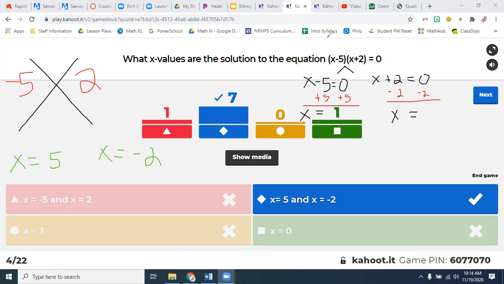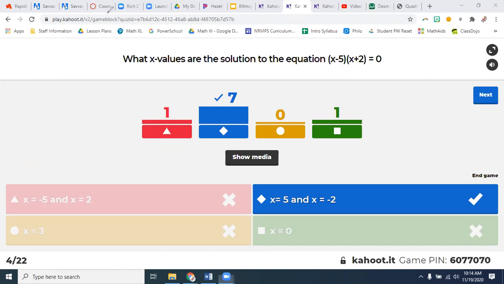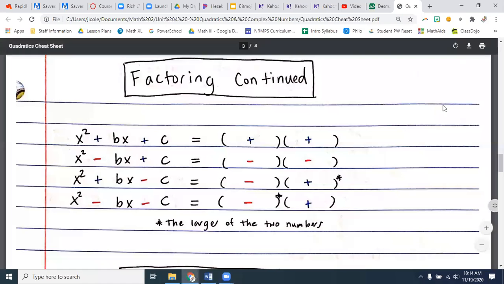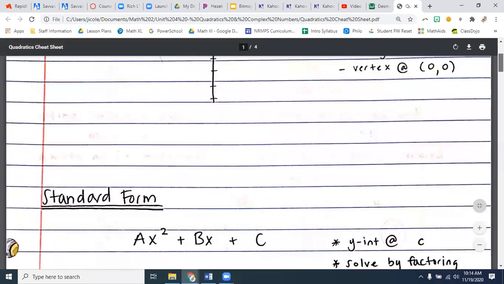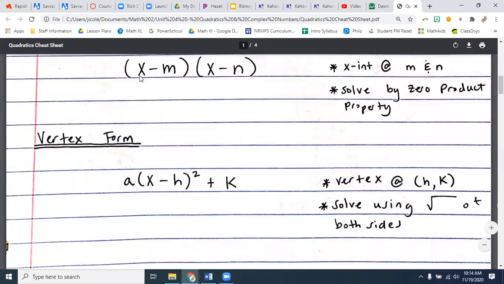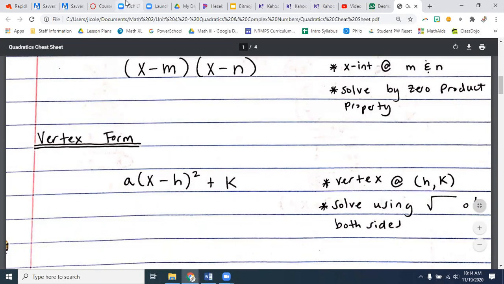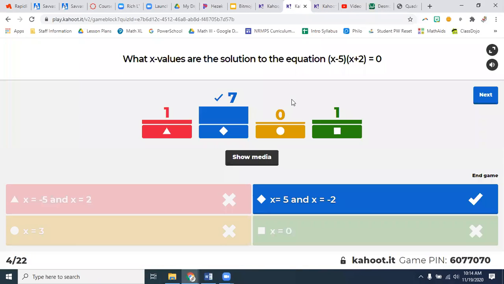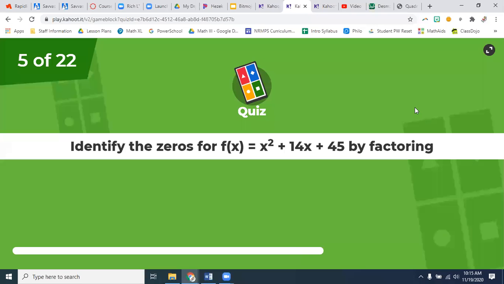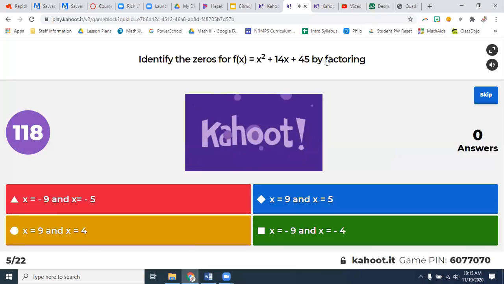And the reason you change the sign, well, it's because of the zero product property, but also because if you look in our notes that I sent you, factored form by definition is written like this, x minus a number. So if you want to know what m is, you change the sign. Okay, questions from my, by factoring, solve by factoring.